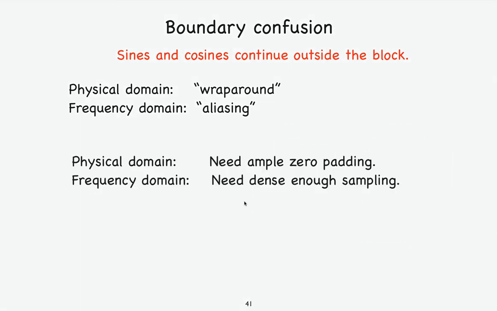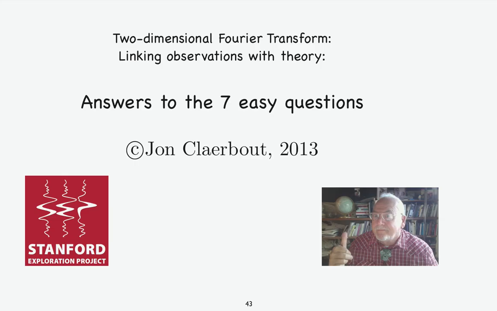So the basic solution to these kinds of problems is, in the physical domain, you need plenty of zeros at the end for the infinite frequencies and the infinite times. And in the frequency domain, you need dense enough sampling on the time axis when you're recording your data. And that can be tough to do on the space axis. And I didn't do it. I didn't sample these things as tightly as I should have or could have. And so you're going to have some problems because of that.